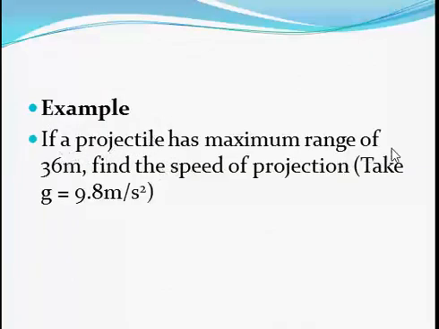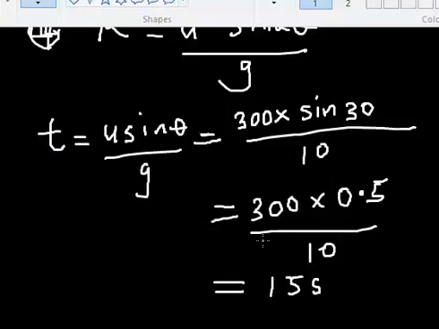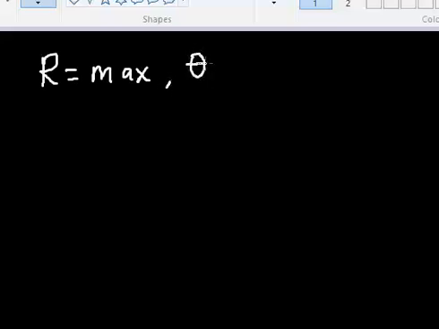If a projectile has a maximum range of 36 meters, find the speed of the projectile. So that actually brings us to the question: when does a projectile have the maximum range? At what angle will a projectile have the maximum range? The range of a projectile is maximum only if the angle of projection is 45 degrees.